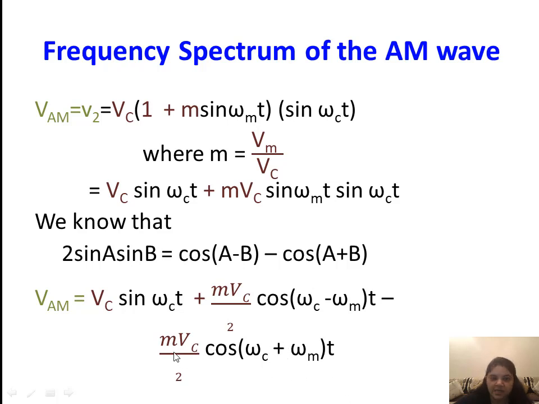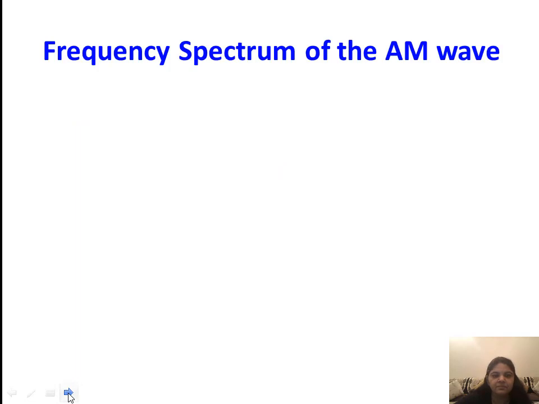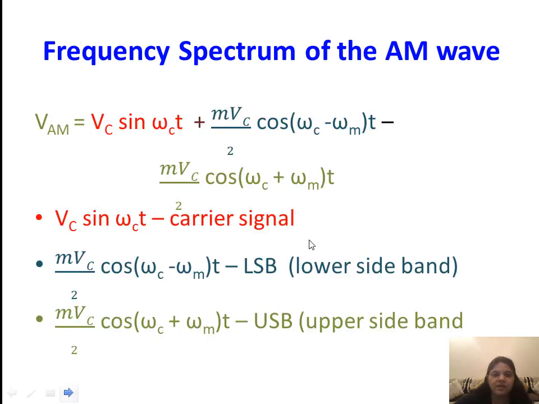So, the frequency spectrum of the AM wave. You know the last equation. The first term, Vc sine omega ct, is the carrier signal. mVc by 2 cos omega c minus omega m into t is the lower sideband. And mVc by 2 cos omega c plus omega m into t represents the upper sideband.